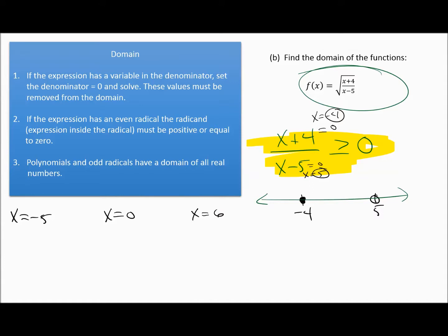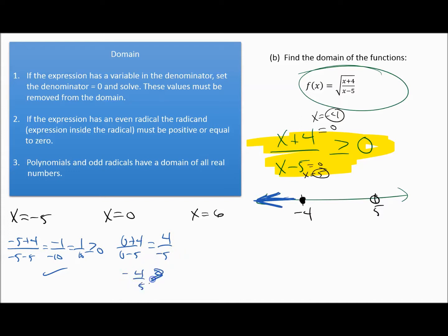Okay, so when x is -5, I have -5 plus 4 over -5 minus 5. That gives me -1 over -10, which is a positive number. That is greater than or equal to 0. That's true. Okay, when I plug in 0, I have 0 plus 4 over 0 minus 5. That's positive 4 over -5. That's -4/5. Is that greater than or equal to 0? That is false, so I do not shade that in.